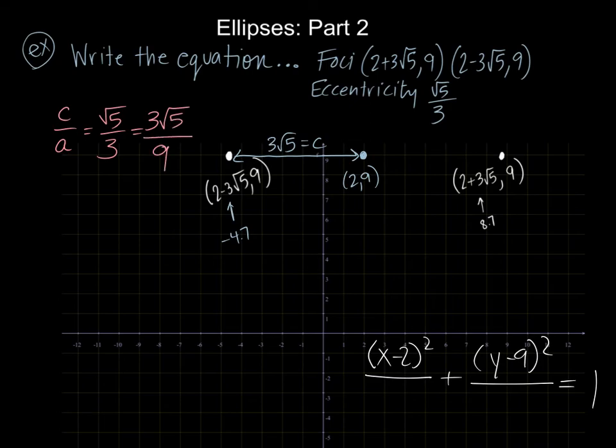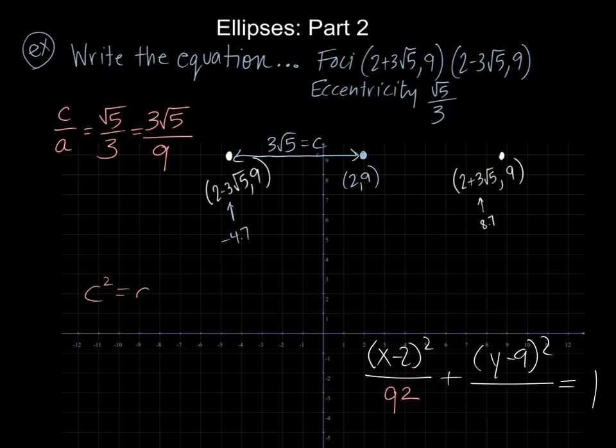Okay, so if c is 3 times the square root of 5, then to make this fraction still have the same value, I need to multiply the top and the bottom by 3. So now I know my a value. My longer value is 9, so on the bottom of my answer, I'm going to write 9 squared. Or I could go ahead and make it 81. But now that I know that, there's just one more step left.